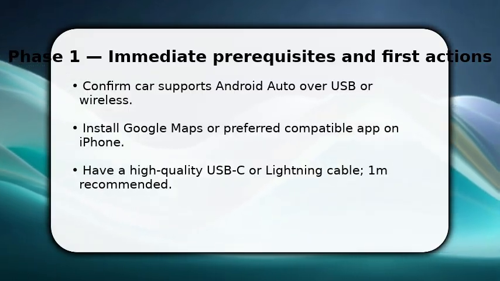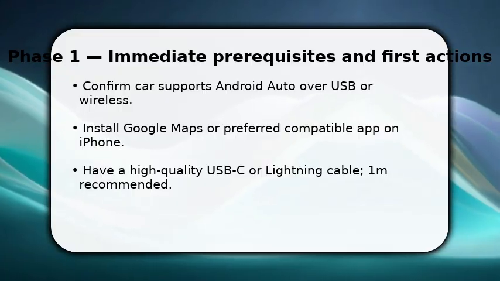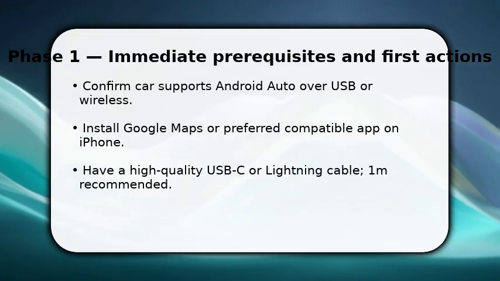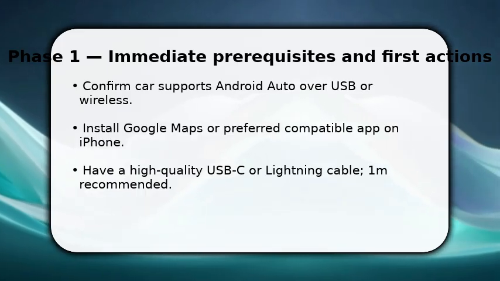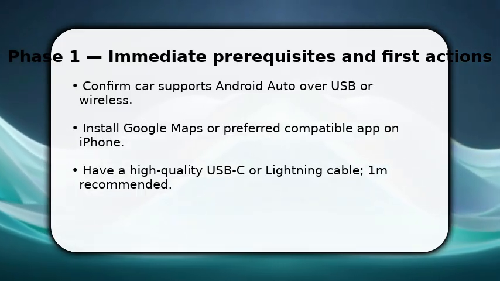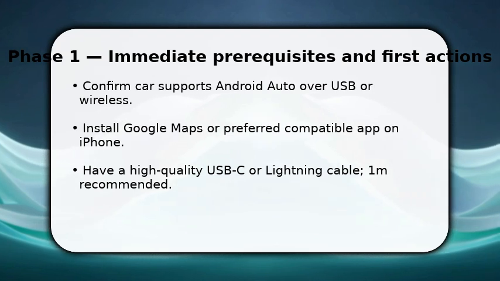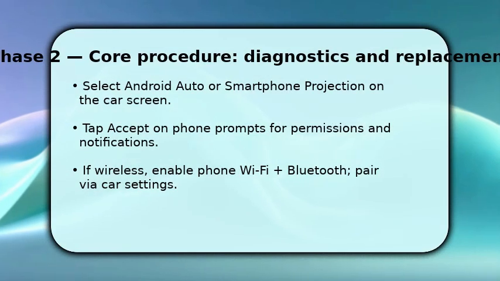The head unit negotiates projection. This step begins the handshake. It's quick because the car and phone exchange capabilities and request audio, notifications, and location access. Now select Android Auto or smartphone projection on the head unit.